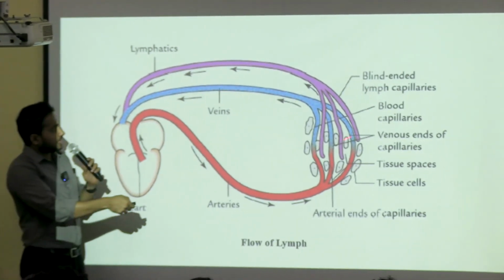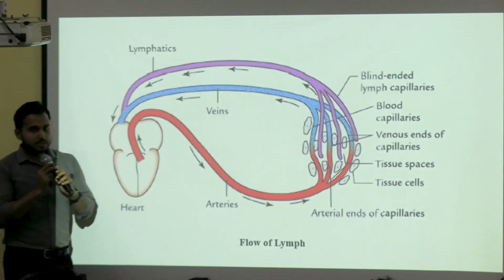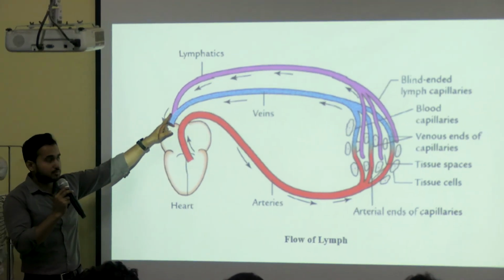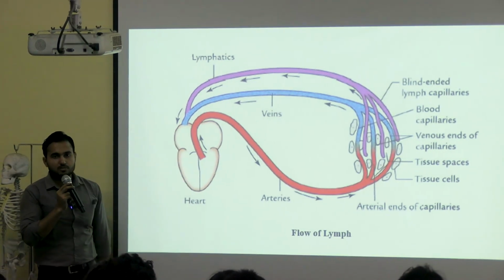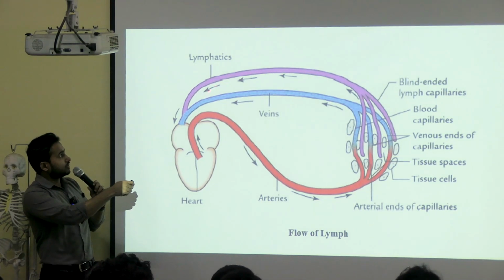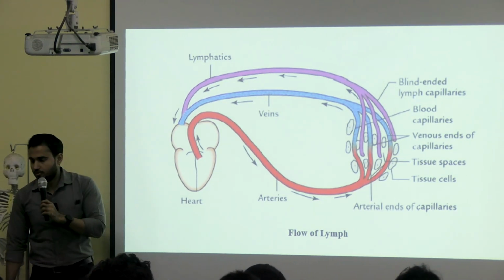Now, when they are flowing through the lymph vessel, ultimately they will drain into the venous system. And from this venous system, they will go into the blood. So this is a one-way channel, as you can see. This is a one-way channel by which the lymph is flowing.